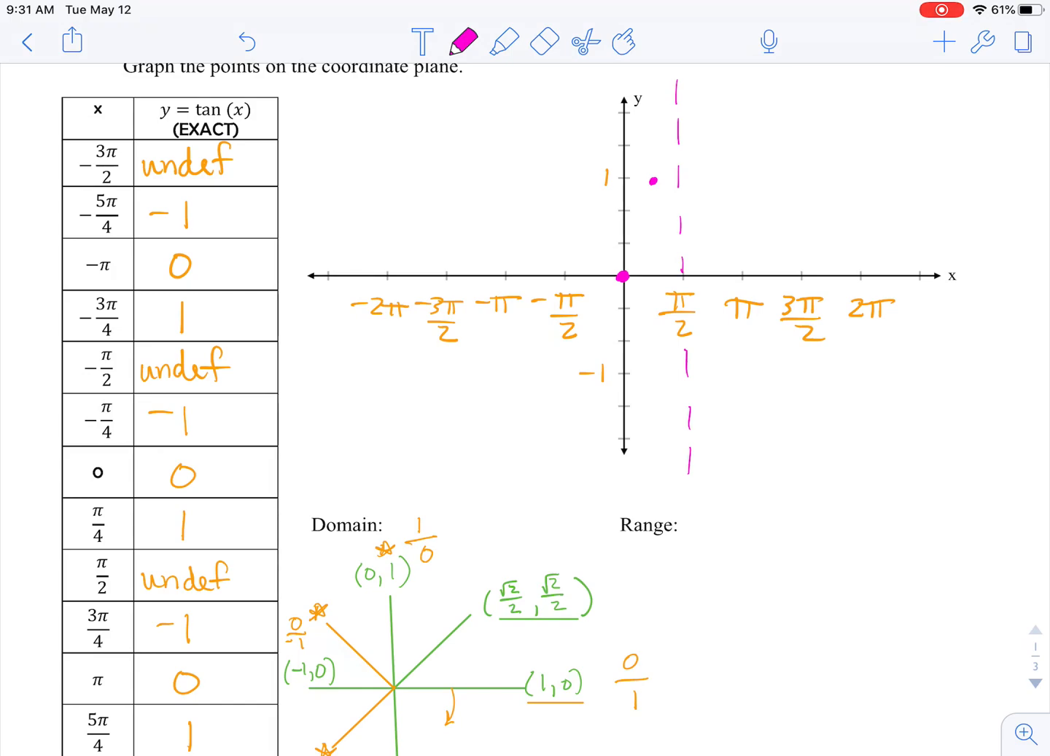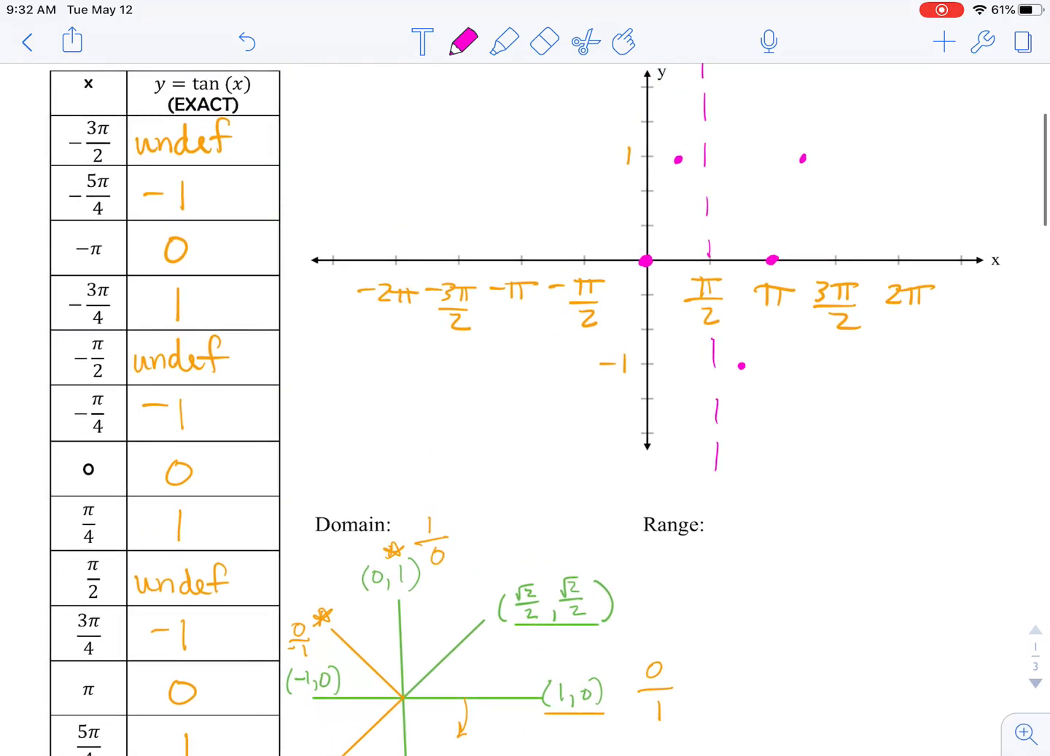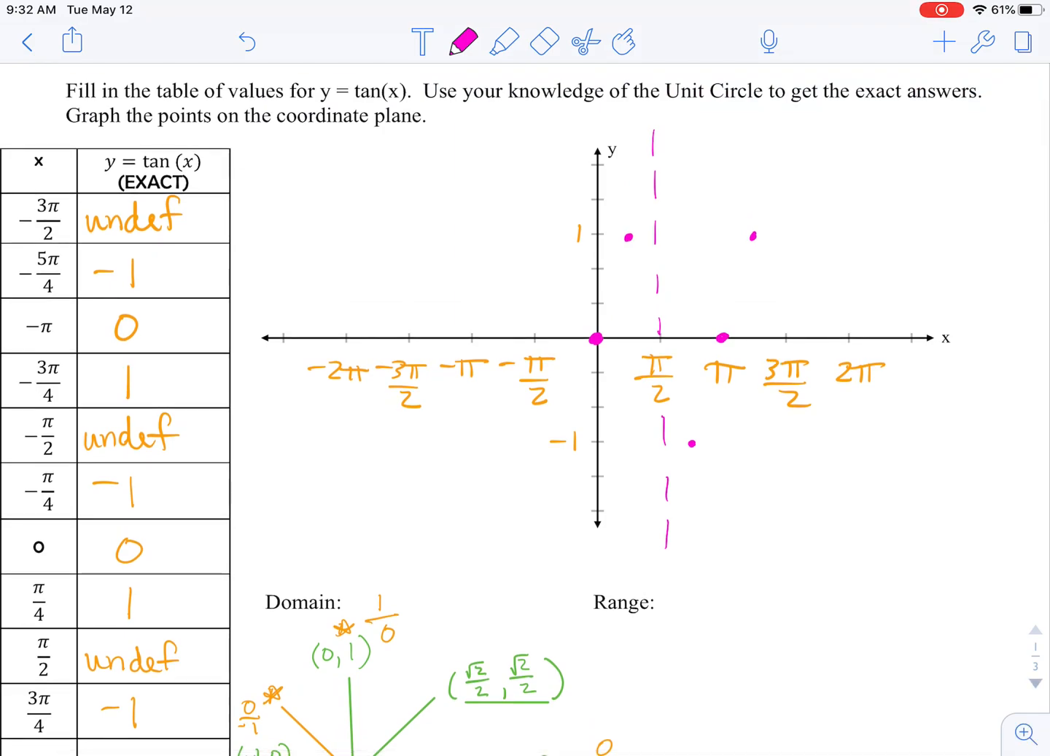Okay, I'm going to keep labeling my points. 3 pi over 4, that's halfway between pi over 2 and pi, and that was a -1, so I'm estimating that point. At pi, I had 0. At 5 pi over 4, so now I'm halfway between pi and 3 pi over 2, that value was 1, so I'm just estimating there. And then at 3 pi over 2, we were undefined.